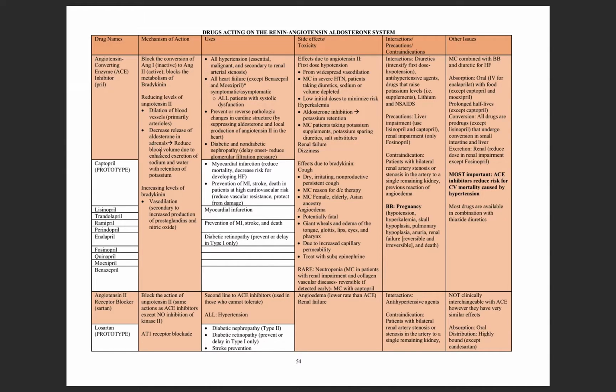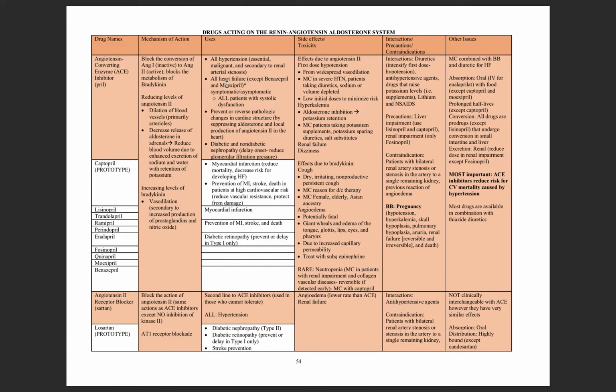Now, the mechanism of action comes from both effects, including reducing angiotensin 2, dilating blood vessels, and reducing blood volume, and bradykinin will cause vasodilation. This is the only drug with a bradykinin effect.